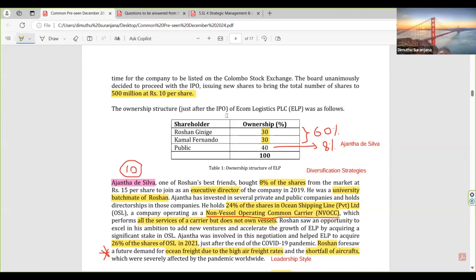Now see this. If you look at the Ajanta Silva ownership, it is 24%. Now the company is acquiring 26%. Now, see this altogether, this ownership becomes 50% of Ajanta and the company's ownership becomes 50%. This is 50%. Right? So now we'll see further information related to that.